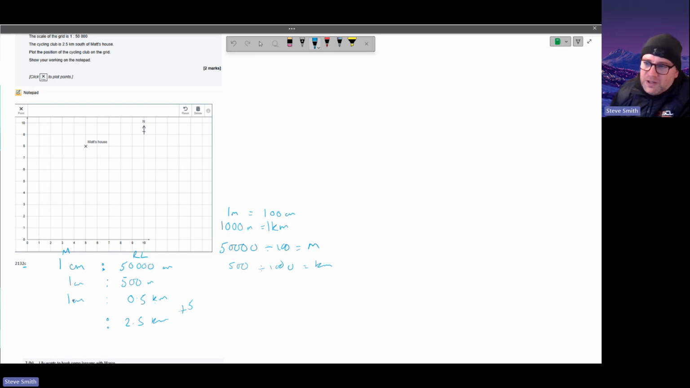So we need to make this number 5 times bigger also. So 1 times 5 is 5. So we can clearly see that 2.5 kilometers in real life is represented by 5 centimeters on the map. So each one of these, and it says south that we can see here.